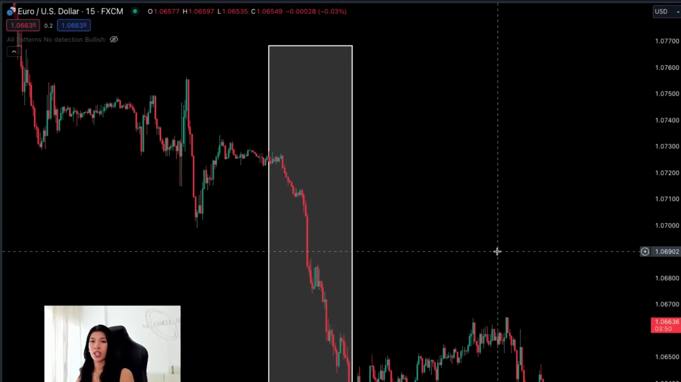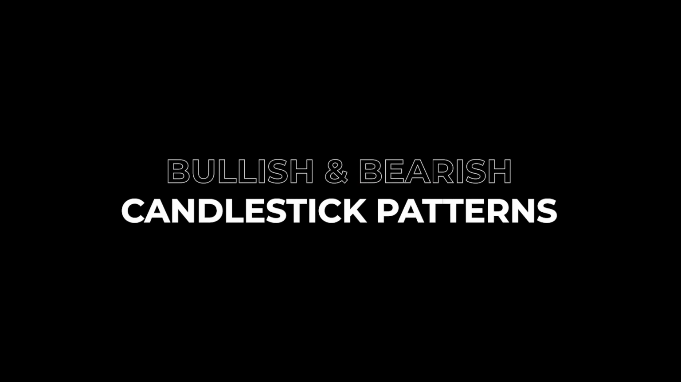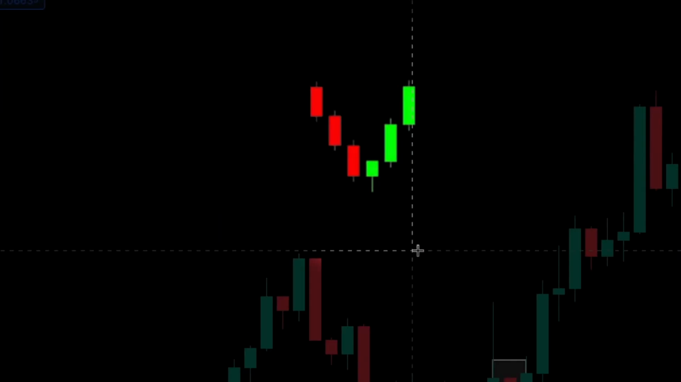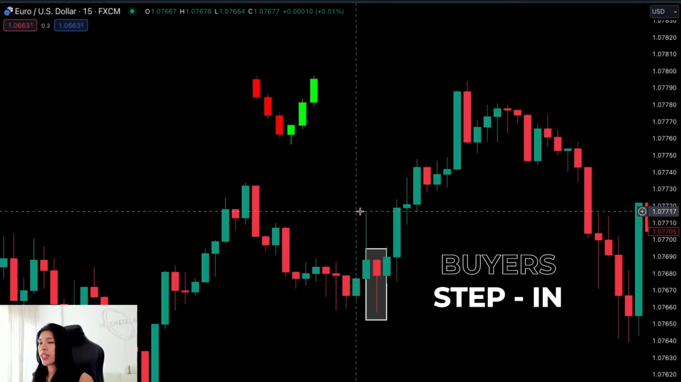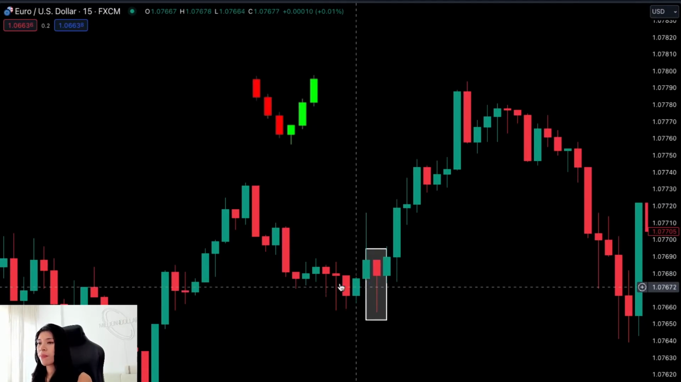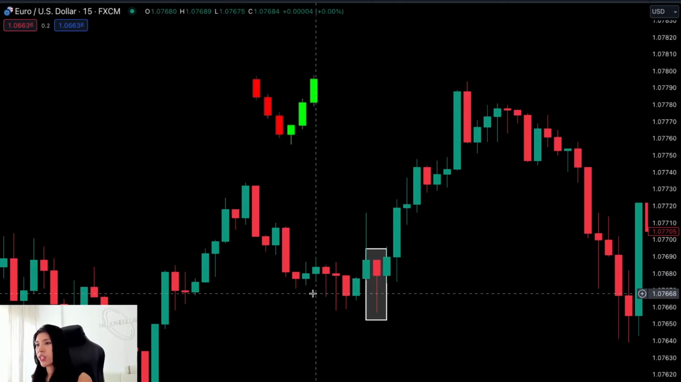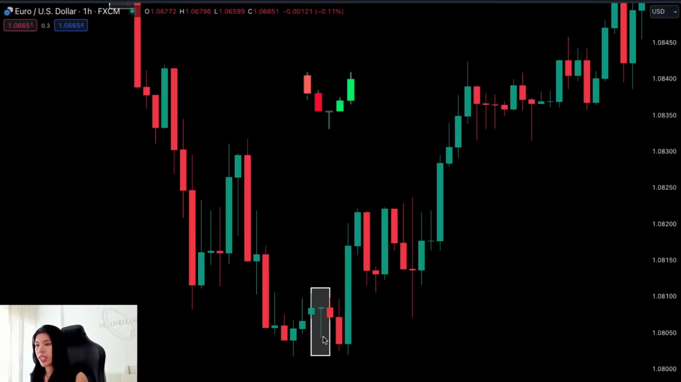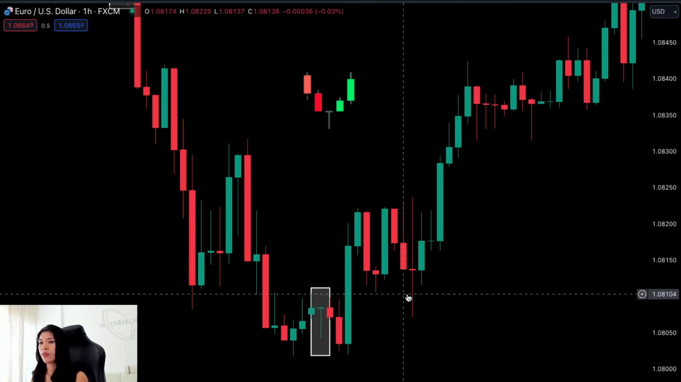Okay, so now let's take a look at examples of bullish and bearish candlestick patterns. We start with the bullish first. The first one is a hammer. As you can see here, this is the hammer candlestick. This shows that buyers are stepping in due to the loss of bearish momentum, which then results in a trend change from downtrend to uptrend. The second one is the dragonfly doji. The long shadow here indicates a bullish reversal signal, which then results in a trend change from downtrend to an uptrend.